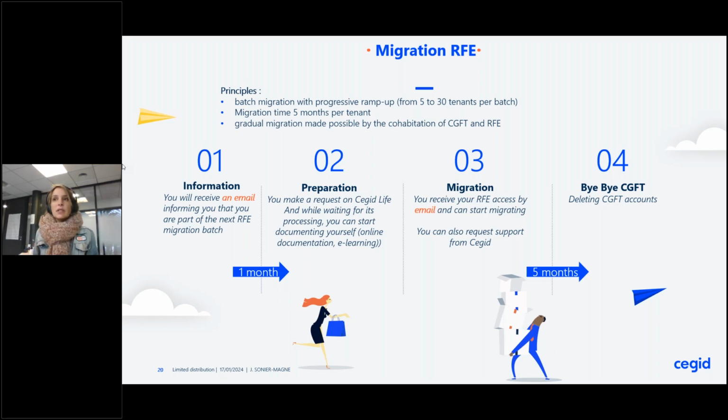And if you want to be in the next batches because you want to migrate to RFE quicker, you can create a demand. You can make a request on Cegid Life, and you will receive your credential as soon as it's created, if you want to use RFE quicker.